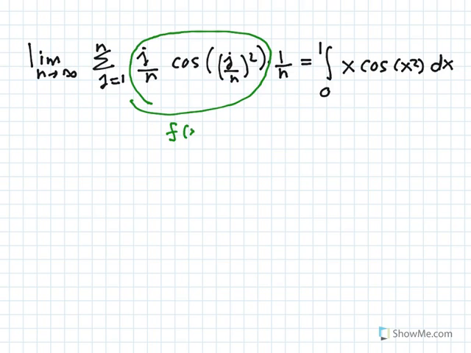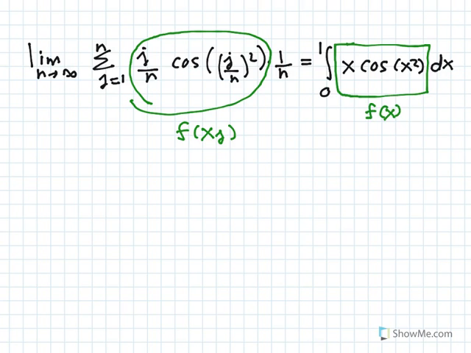Now it's clear that this part is f of xj. So that's f of xj, that's the functional part. And this corresponds to this part of a definite integral, which is f of x. And for the Riemann sum, this is delta x, and that corresponds to dx in a definite integral.